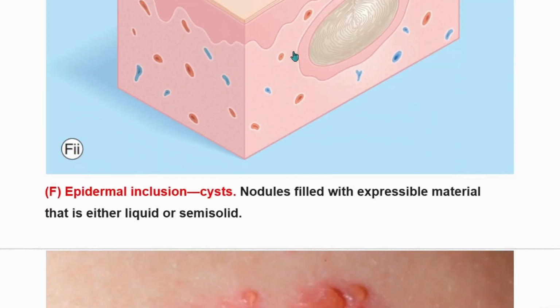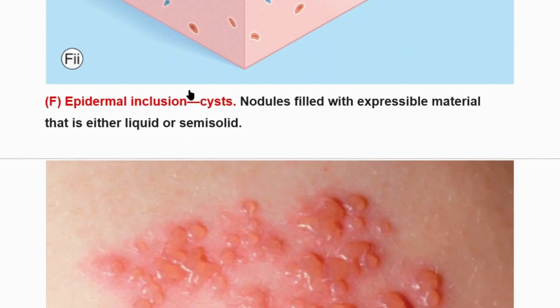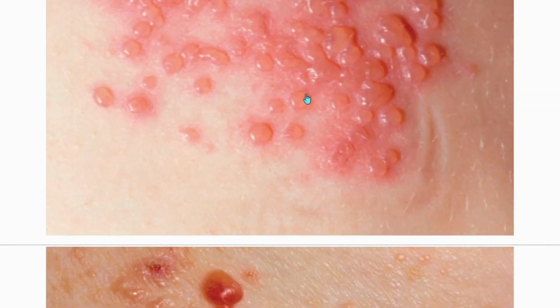in diameter. And F. Epidermal inclusion. In epidermal inclusion, the lesion is called cyst. Cysts are nodules filled with expressible material that is either liquid or semi-solid. As we can see here, we can see cyst in this photo, and in this diagram we can see also cyst. Cyst, as we said, we can see in epidermal inclusions.